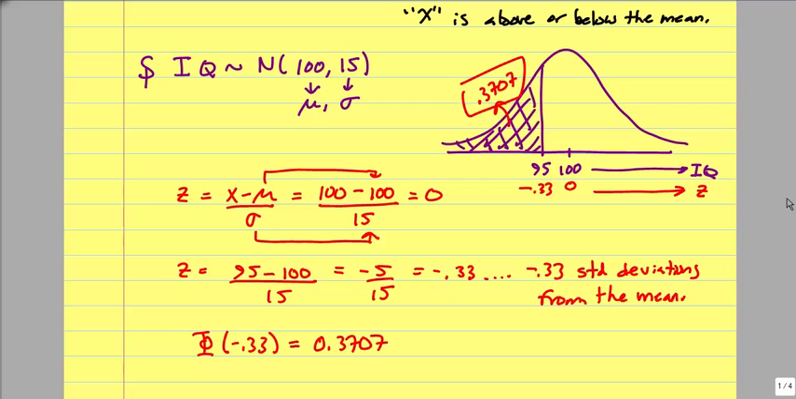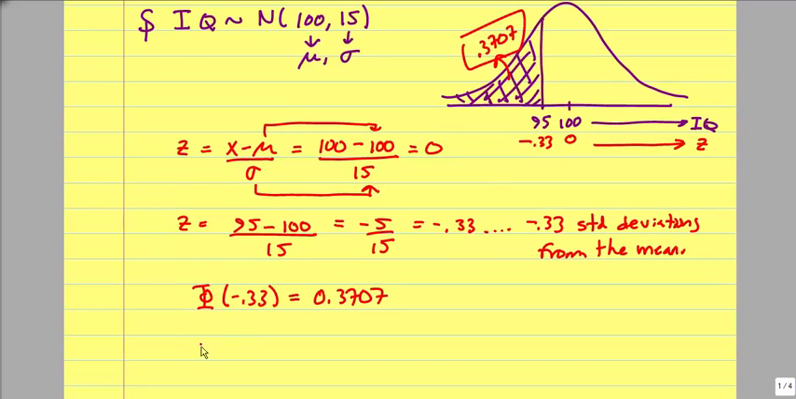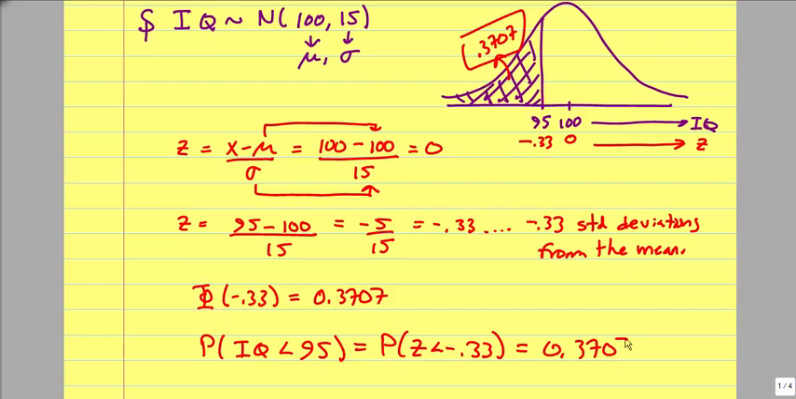Now, if I had to write this in a probability statement, I would say this is the probability that a person's IQ is less than 95. Now, when we standardized it, this is the same as the probability that Z is less than negative 0.33. So the probability that the next IQ is less than 1/3 of a standard deviation below the mean. And we got 0.3707 for our solution there.